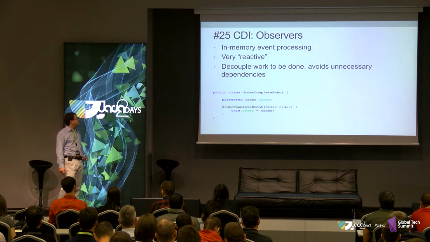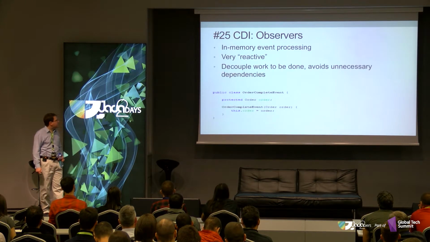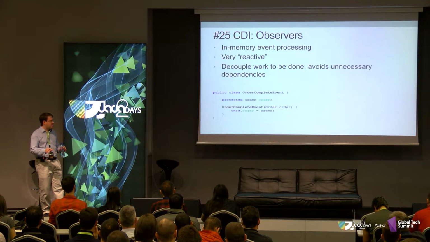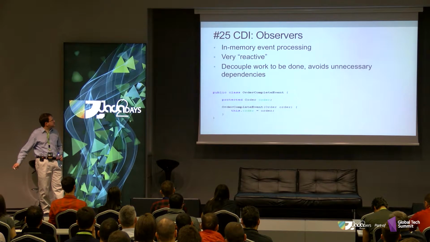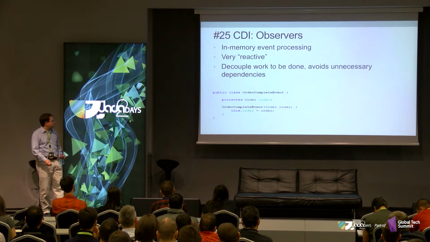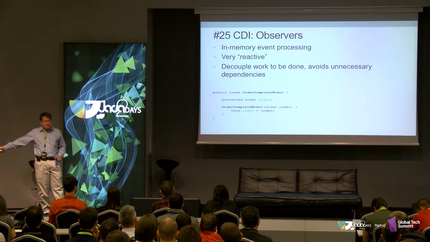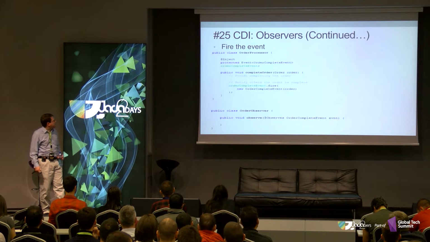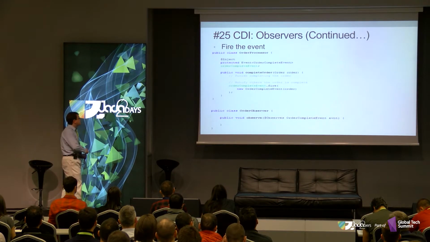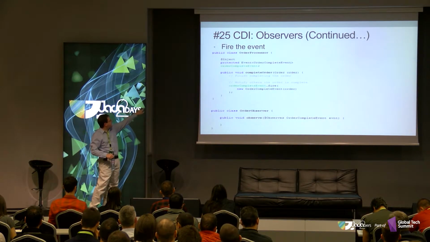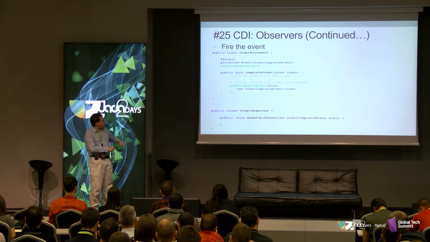CDI event observers allow you to write decoupled code. So it allows you to basically fire events within your EE application and not have tight coupling. So it is a very good thing to use. In the case right here, we have an event object. So we have a new order event that has come in. So this represents the event. And so we have an order processor right here. So we inject basically an order complete event. And then we have an observer down below which observes that.